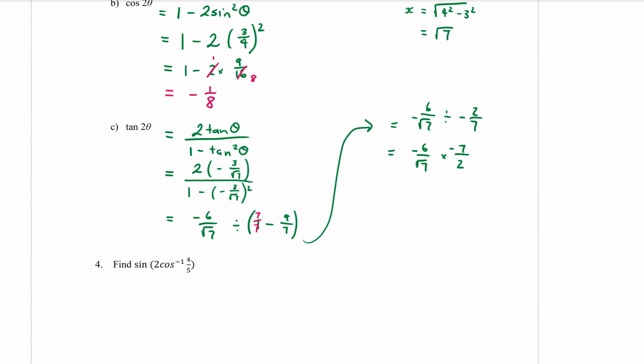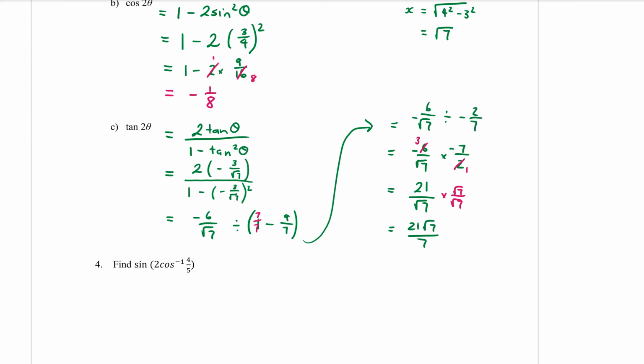And then we look for cancelling, so I can cancel the 6 by dividing by 2 to get a 3, which cancels off that 2. And multiplying, I get minus 3 times minus 7, so it's a positive 21 over root 7. Now we should rationalize that if we're being very good people, which we are. So we would times by root 7 over root 7, which would give us 21 root 7 over 7.